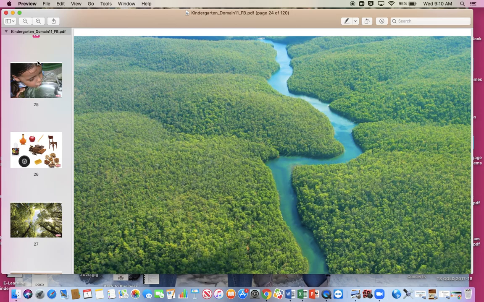There are two natural resources in this picture. Can you guess what they are? Hint, one is wet, the other is wood. Water and trees are two examples of natural resources that are very important and valuable to people.